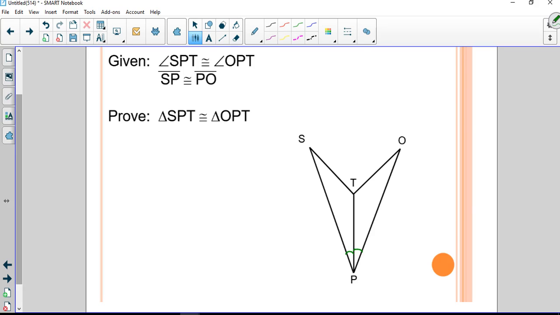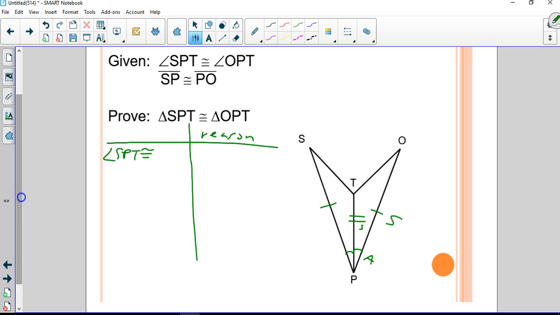And then SP, PO, those are equal to each other. Now, that's the given information. We know that that is equal to itself. And if we were just doing this without a proof, we would just say S, A, S at this point. But now we're going to put it into a proof. And it's pretty simple because we were already given 2 of the 3 things we needed. We were given the angle in the middle, the included angle.